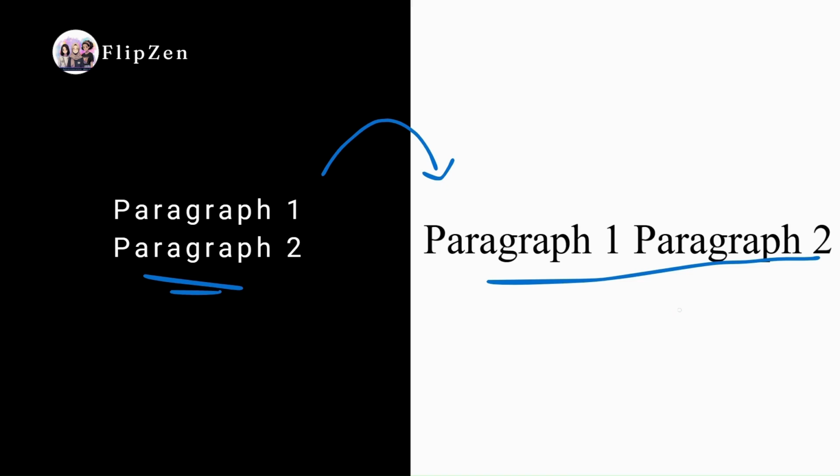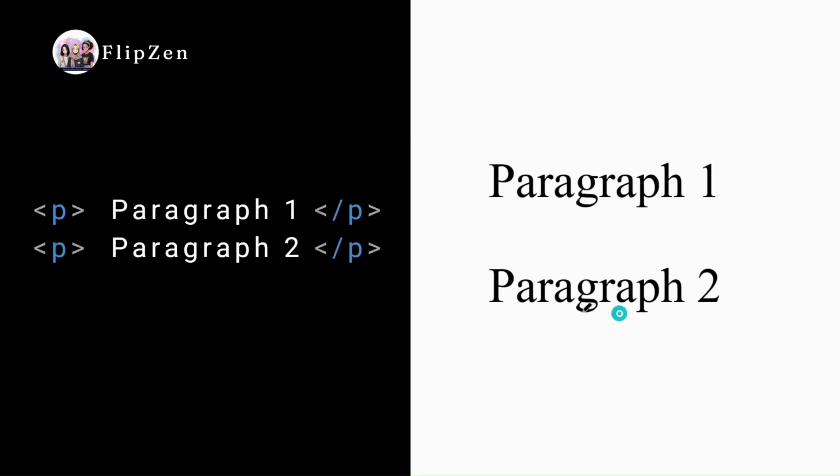On the other hand, if we had created two paragraph elements for these two lines, then when we run the code, you will see them being separated with a line in between the two different paragraphs. Here is the tip for you.